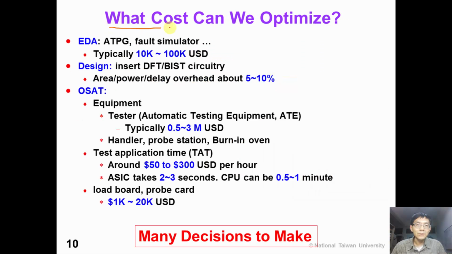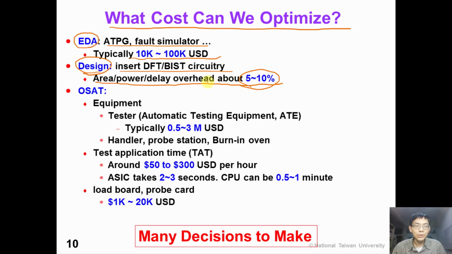So what kind of cost can we optimize? From the EDA side, we have many different tools to choose from. Typically, a tool price ranges from 10,000 to 100,000 US dollars. On the designer side, we can choose to insert DFT or BIST circuitry. Typically, the area overhead of DFT circuitry is about 5 to 10% of the original design.